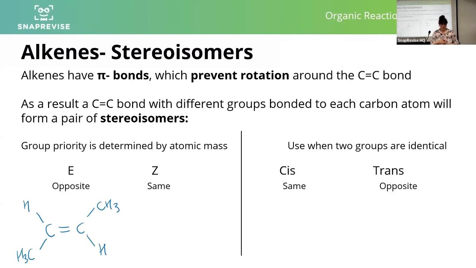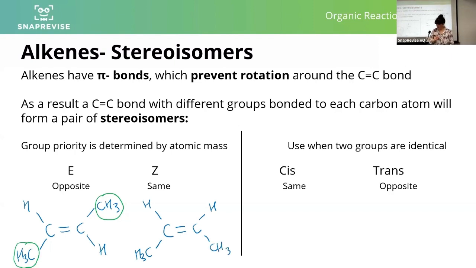In this molecule, my higher priority groups, which we measure by looking at the highest atomic mass going out from the bond. So carbon is higher atomic mass than hydrogen, so my top group has priority. On the left-hand side, the carbon in the bottom group has priority over the hydrogen, so my bottom group has priority. That means the highest priority groups are on opposite sides of the carbon-carbon double bond. One is up, one is down. They are opposites.